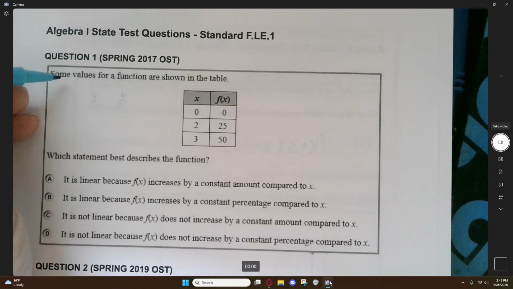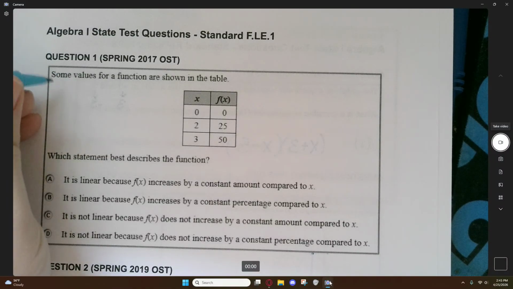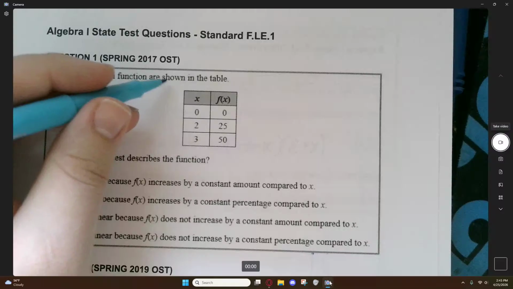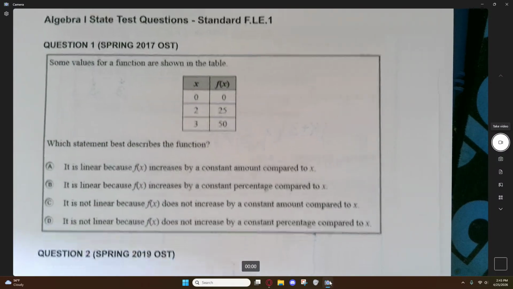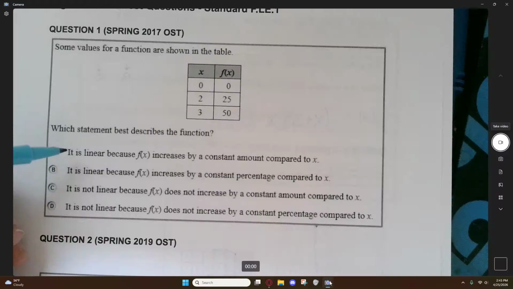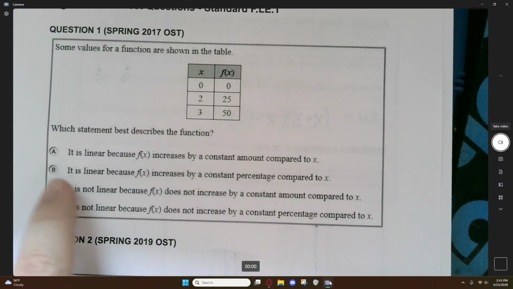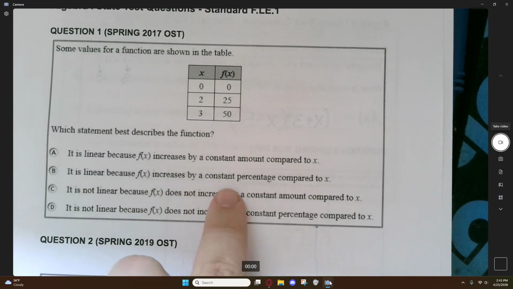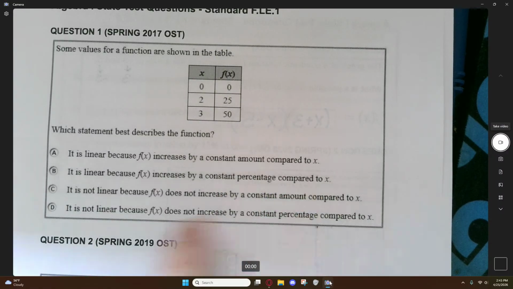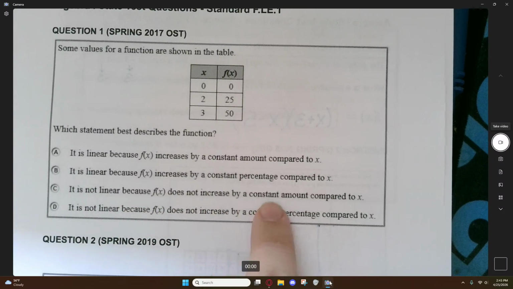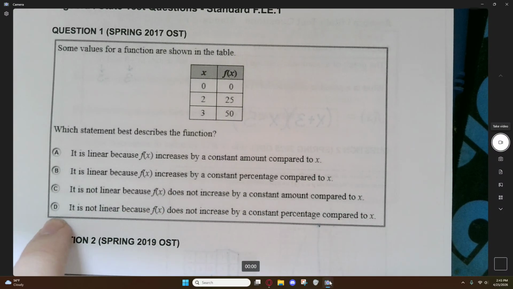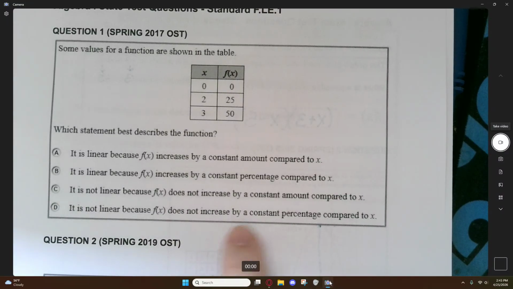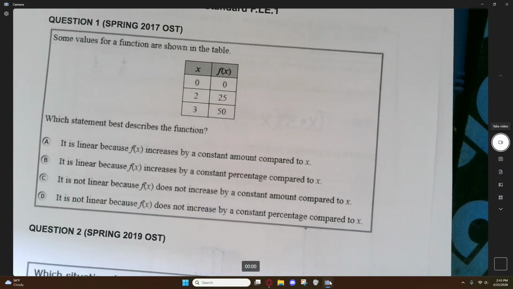Let's jump right in. Question 1 from the Spring 2017 OST. Some values for a function are shown in the table. Which statement best describes the function? Is it A, it is linear because f of x increases by a constant amount compared to x. B, it is linear because f of x increases by a constant percentage compared to x. C, it is not linear because f of x does not increase by a constant amount compared to x. Or D, it is not linear because f of x does not increase by a constant percentage compared to x.